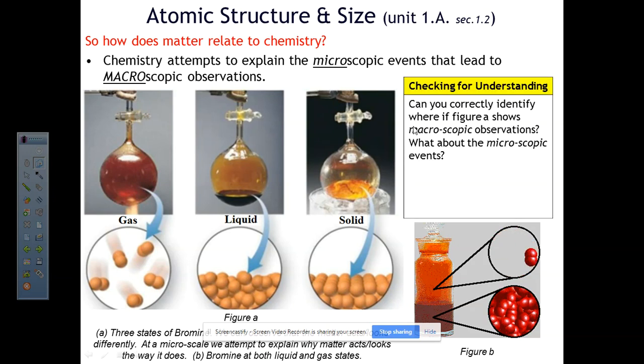I'll pause for a second here. Can you correctly identify where in figure A you would see the macroscopic observations? Where are the microscopic events identified in this picture?